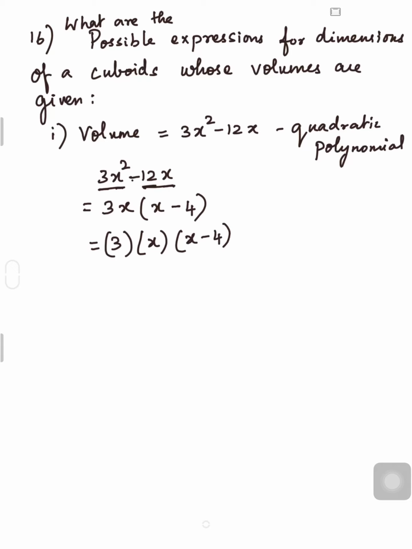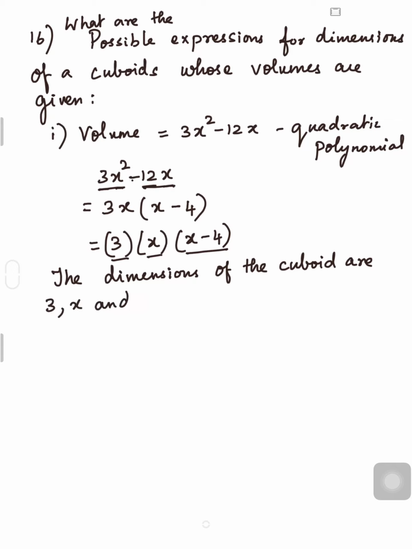So I got the 3 factors. 3 is one factor, x is another factor, x minus 4 is another factor. So the dimensions of the cuboid are 3, x and x minus 4. Hope it is clear. The next one is, volume is given as 12ky squared plus 8ky minus 20k.